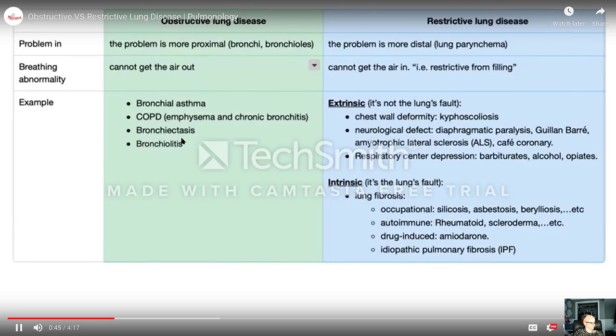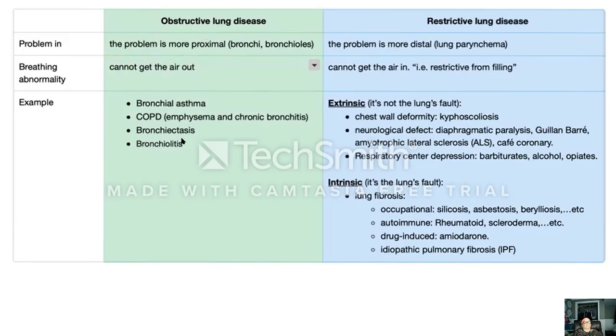Obstructive lung disease, restrictive lung disease. Obstructive, the problem is more proximal in the bronchi or bronchioles. In restrictive, the problem is more distal in the lung parenchyma. This is not entirely accurate because, for example, bronchiectasis is more distal. Bronchiolitis is more distal. Emphysema is even more distal, so it's kind of okay.